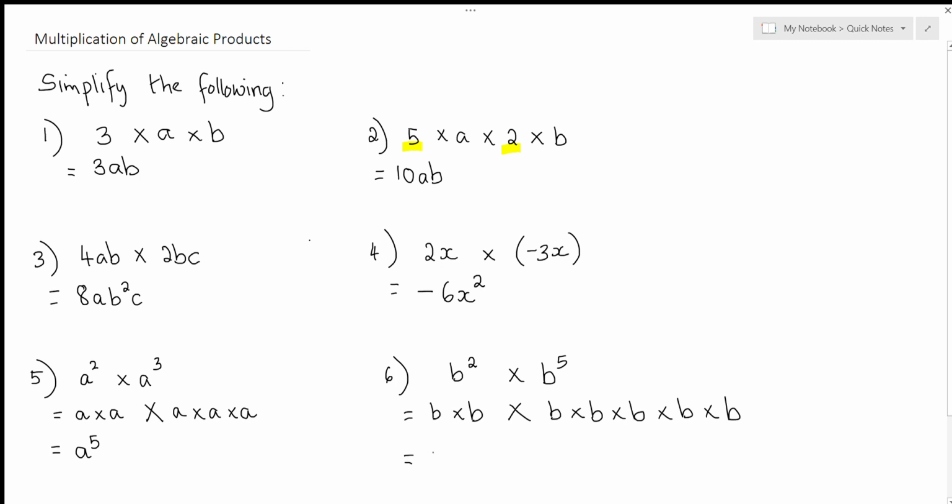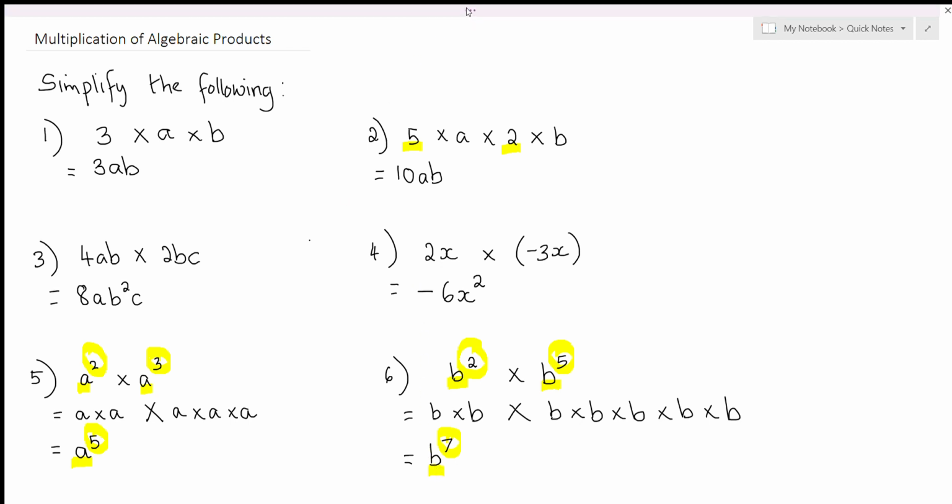Now what I want you to take note of, I think you can already pick it up now: if your bases are the same, so your base here is A and A, you will notice that 2 plus 3 would give me 5. So if your bases are the same, meaning that they're both A and A, you are allowed to add your exponents. Let's look at number 6. Your base here is B and B, and so you're going to add 2 plus 5, and 2 plus 5 is 7, so it's b to the power of 7.